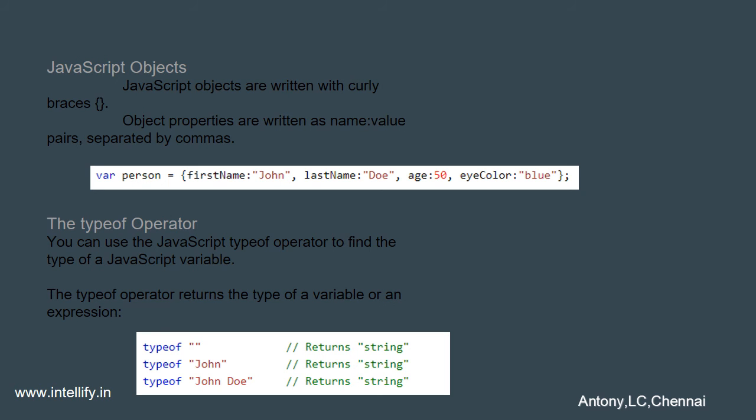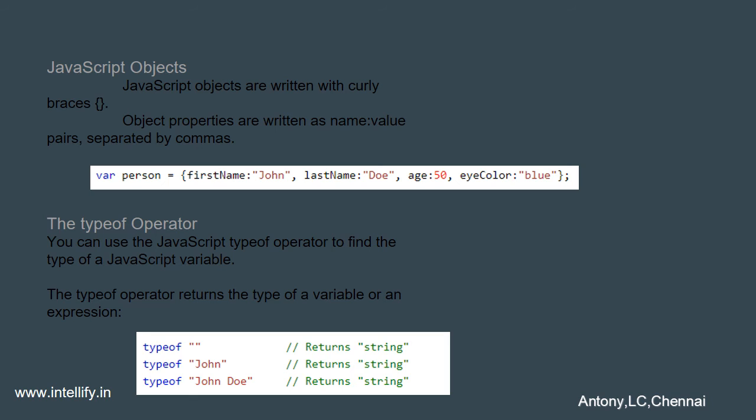JavaScript object. JavaScript objects are written with curly braces. Object properties are written as name and value pairs, separated by commas. For example, firstName, lastName, age, eyeColor. We can see that different data types are used. The firstName and lastName are strings, age is a number, eyeColor is also a string.